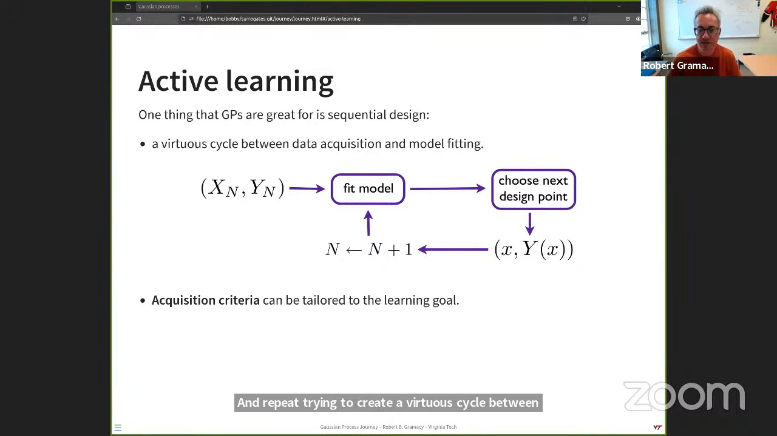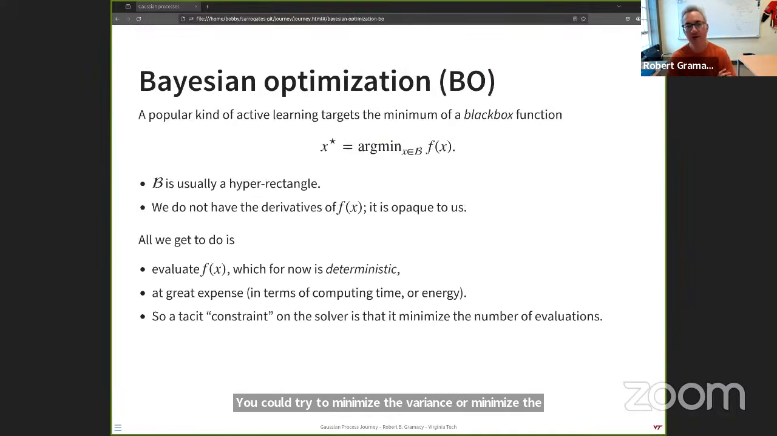So the acquisition criteria could be anything. You could try to minimize the variance or minimize the future variance. Or what I want to tell you about is Bayesian optimization. So this is a scenario where the thing that you want to learn about is where your unknown function is minimized. So I want to know where x star is, which is the value of x that minimizes my function f, but I only get to learn about my function f through a limited campaign of evaluations. So it's kind of a classic optimization setup.